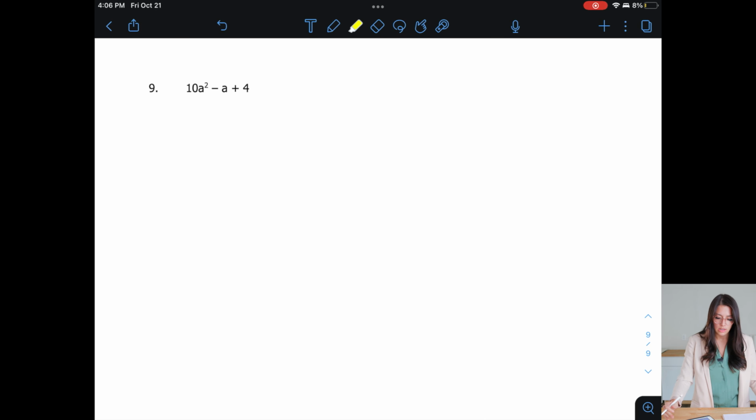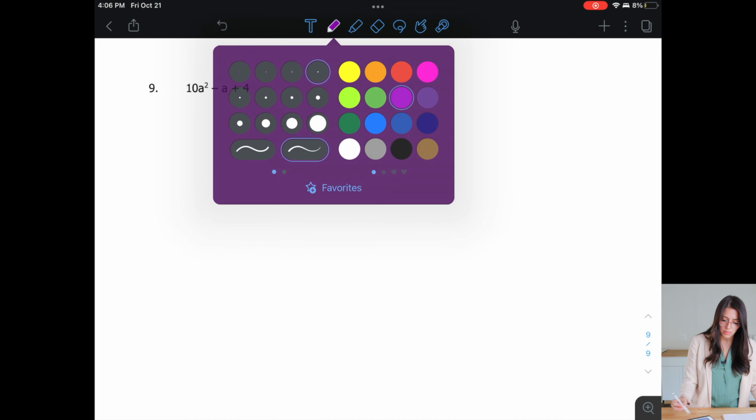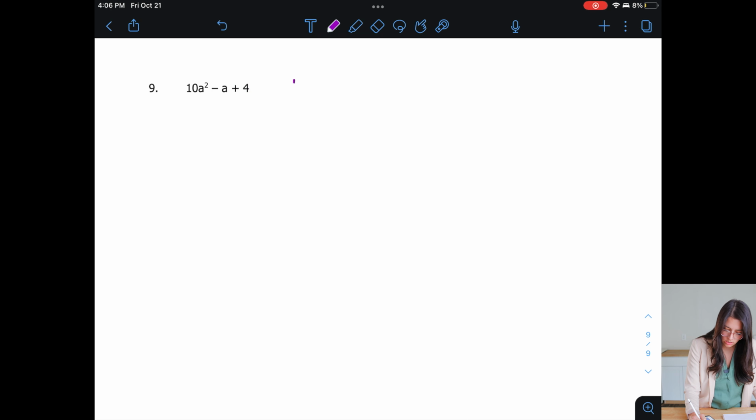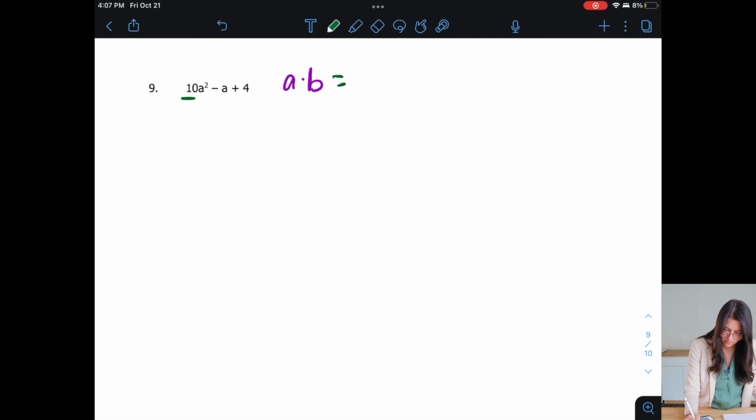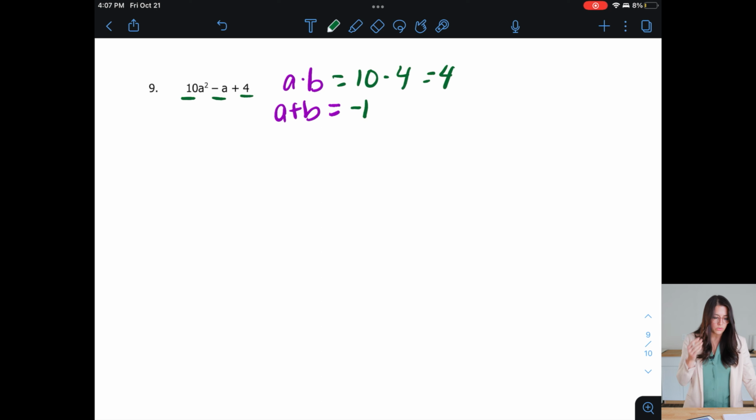Number 9, 10a squared minus a plus 4. Let's begin by finding our a and b term. So a times b equals the first term, 10, times the last term, 4, which equals 40. And then a plus b equals our middle term. In this case, it is negative 1. So we need to find two numbers that when multiplied together equal 40, and when added together equal negative 1.